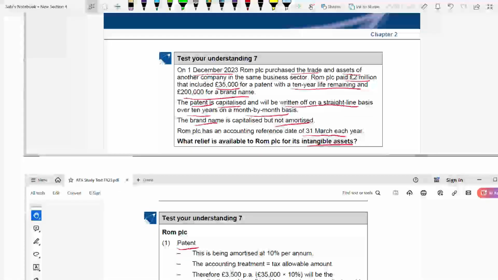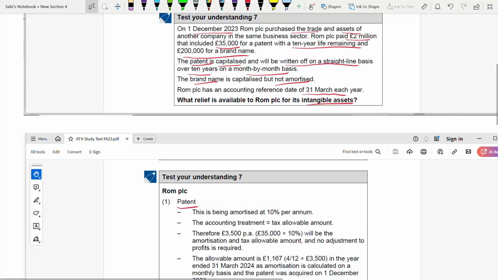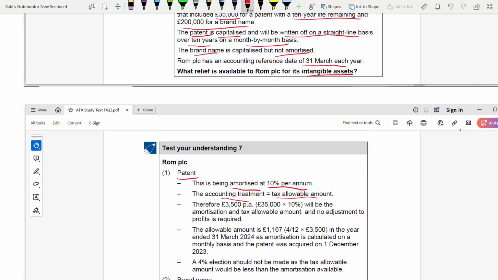Patent, if you see, it's 10 year, so they have been amortized at 10%. Number 1 point. Number 2, the accounting treatment you have to talk about. It is tax allowable amount. Yes, you can deduct this amortization. Next, what is the amount for patent? 35,000 divided by 10 is 3,500 per annum. So this will be amortization and it's a tax allowable amount. No adjustment to profit is required, as we saw in the diagram before.